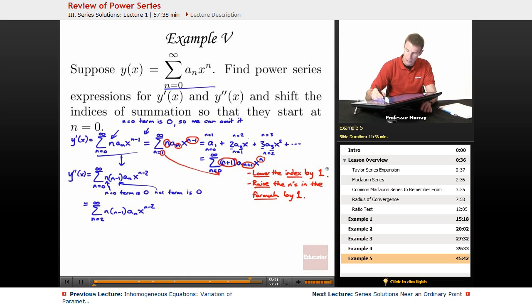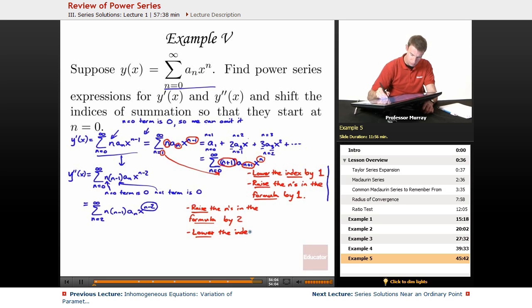So I'm not doing this business over here where I'm shifting the indices. That's what I'm going to do next. So now I look at this and I see that that x to the n minus 2 right there, I want to raise that up and make it x to the n. So what I'm going to do is raise the n's in the formula by 2 in order to get that n minus 2 up to an n. And to make that work, I have to lower the index by 2.